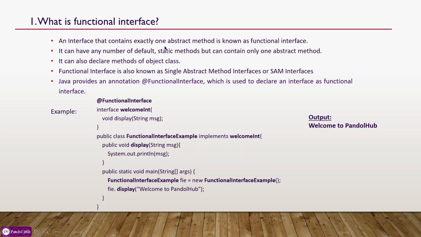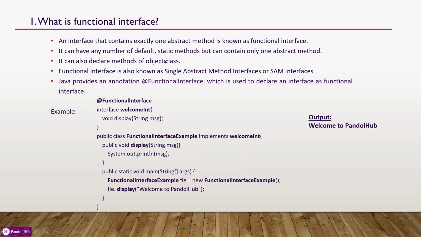And it can also declare methods of the Object class. So the main criteria is that it should have only a single abstract method, but with any number of default methods, static methods, or methods of the Object class. A functional interface is also known as a single abstract method interface, or SAM interface. This name directly implies that it has only one abstract method.